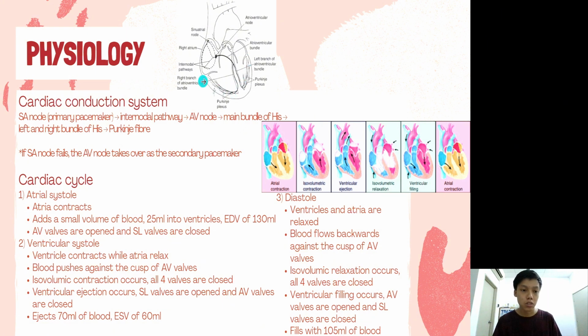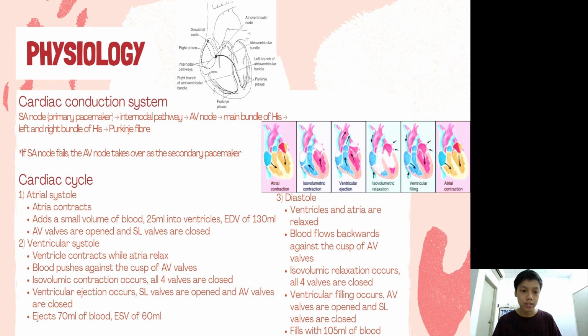And so here's a fun fact. If the SA node fails, the AV node will actually take over as a secondary pacemaker and perform its function. So for the cardiac cycle, there are three phases. First is the atrial systole, ventricular systole, and late diastole.